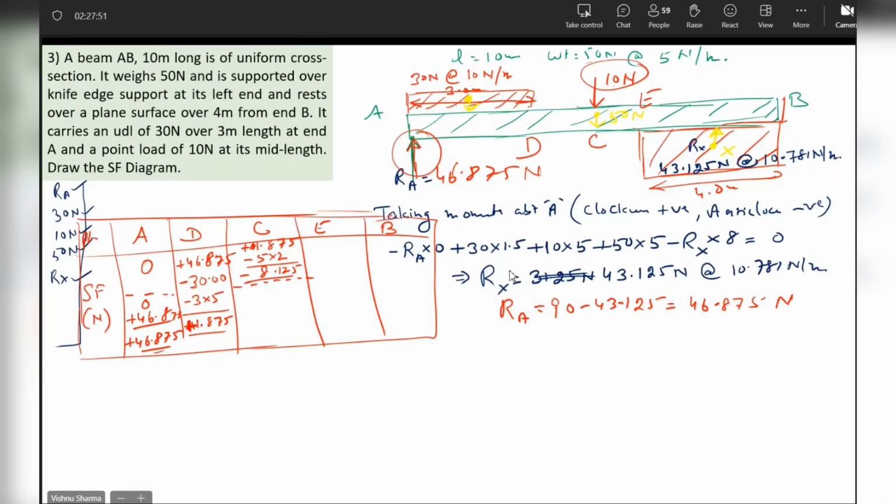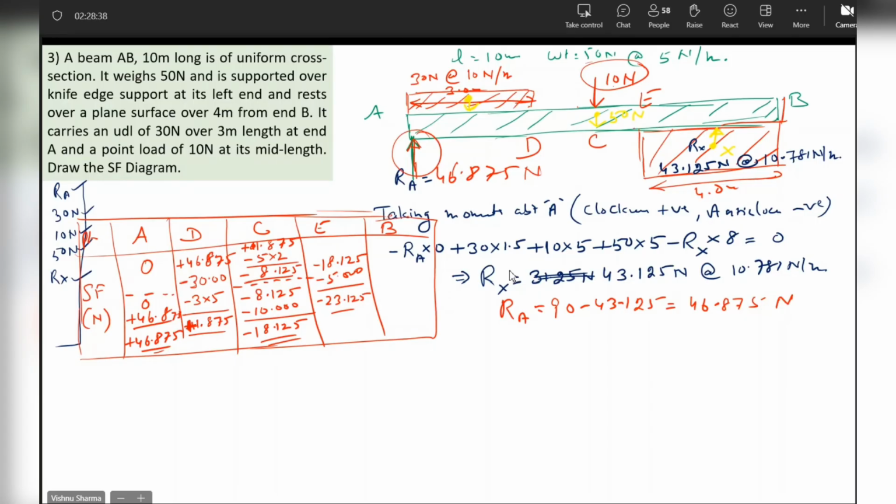Then from left of C to right of C, what happens? You'll have another minus 10 out there. It will become minus 18.125. Yes or no? Yes, sir. Correct, beta? Am I right? Yes, sir. Okay, then we carry forward minus 18.125. From C to E, there is 1 meter weight of the beam, so minus 5. Okay. Minus 23.125.